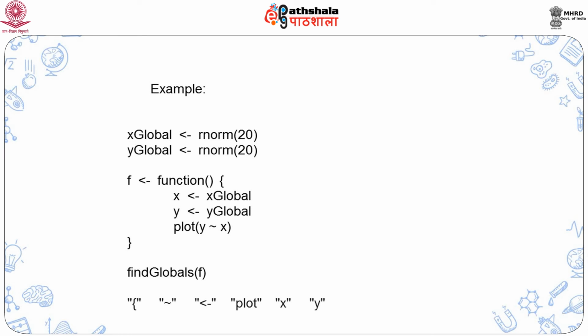So basically this will give you the components: the curly braces, the for thing, the assignment, the plot, and x and y. So these components will be given by the function findGlobals when we are giving f as an argument. So this function lists all the external dependencies of the function, as we have just discussed, and these are the things which we are having here.